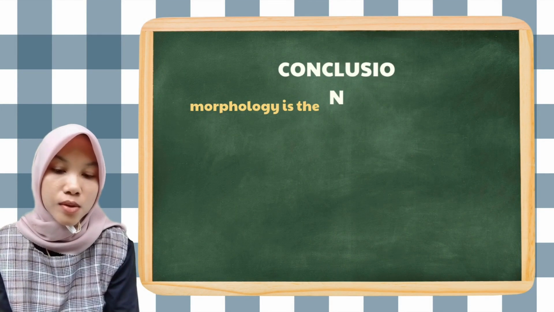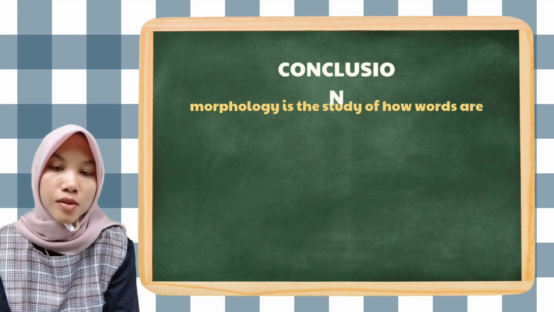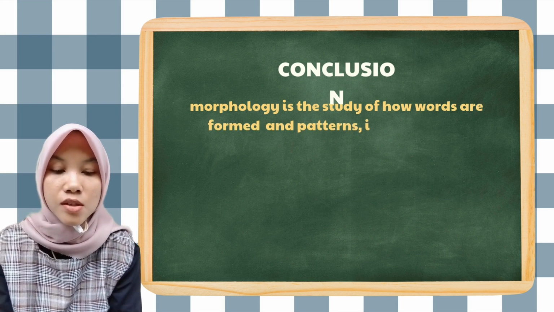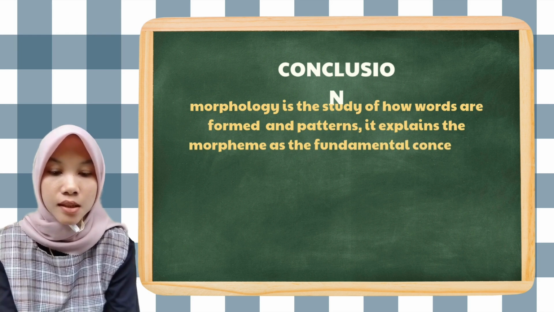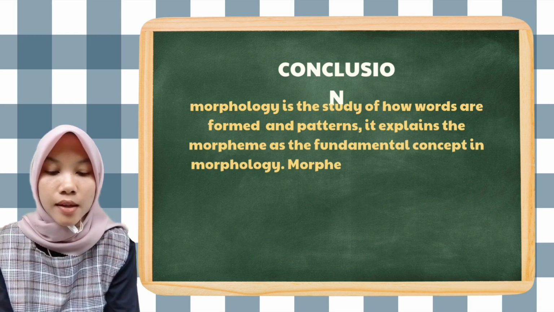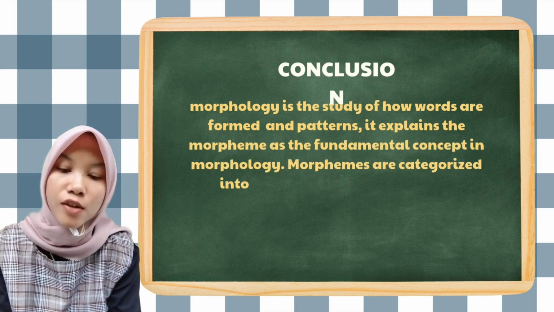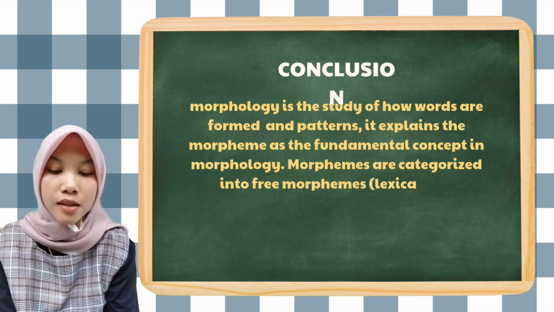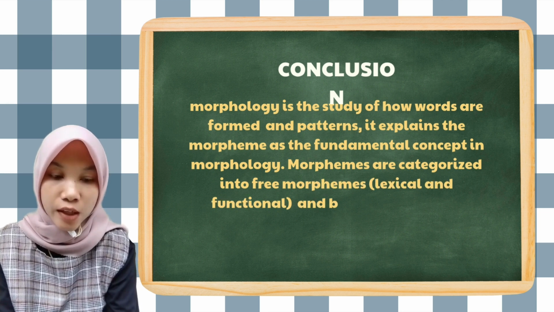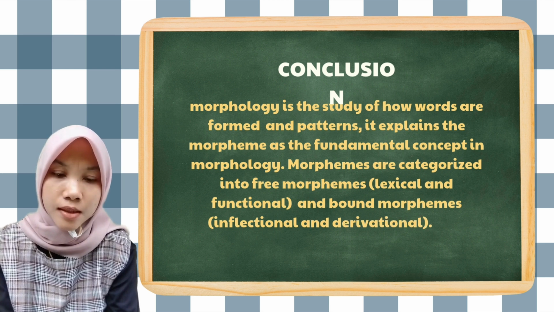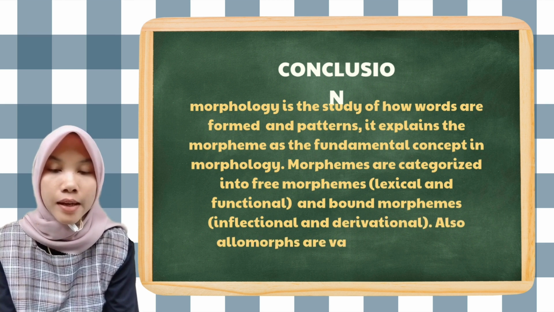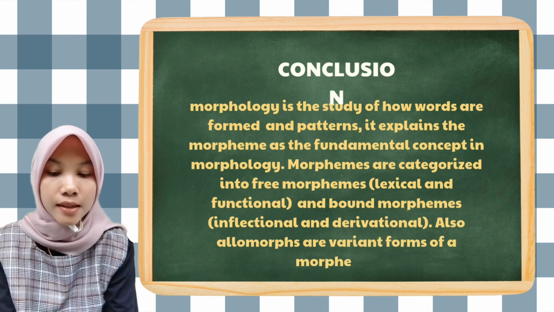So the conclusion is, our material introduces morphology as the study of how words are formed and how their form and pattern create meaning in the language. It explained that the morpheme is the fundamental concept in morphology, defined as the smallest meaningful unit in a language. Morphemes are categorized into free morphemes, that is lexical and functional, and bound morphemes, inflectional and derivational.